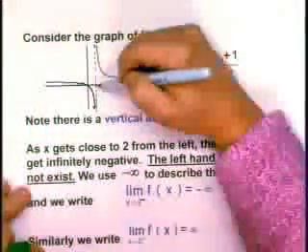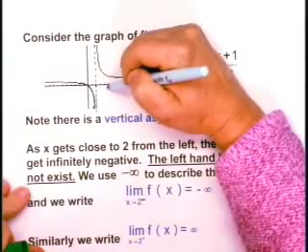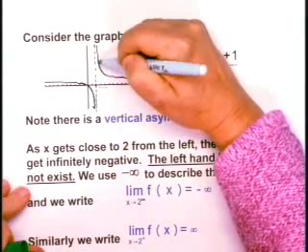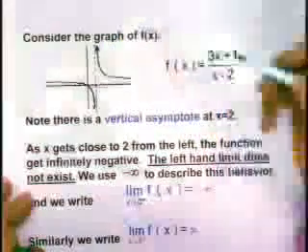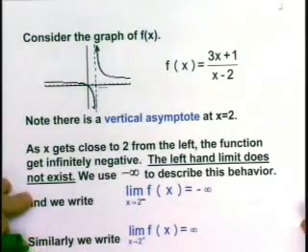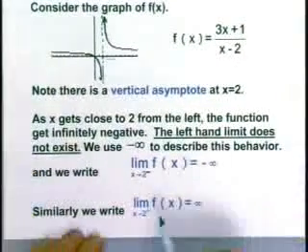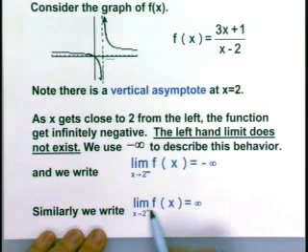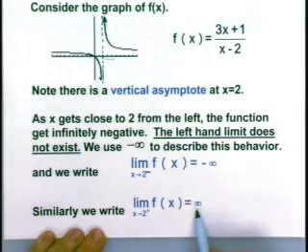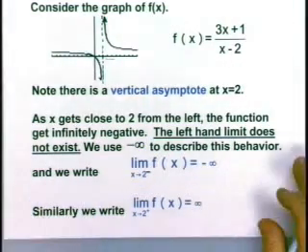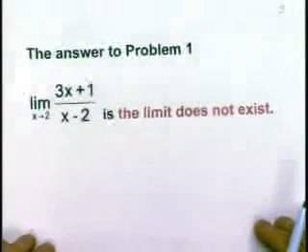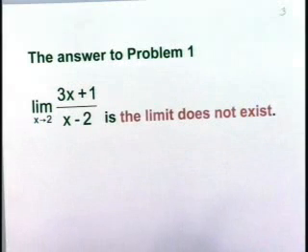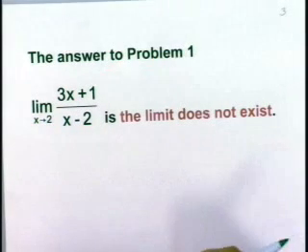Similarly, as x approaches 2 from the right side, the graph is headed in this direction, getting infinitely large, headed towards positive infinity. And we can write the limit as x approaches 2 from the right of f(x) is equal to positive infinity. The answer to our problem, the limit as x approaches 2 of (3x + 1) over (x - 2), in general, the limit does not exist.